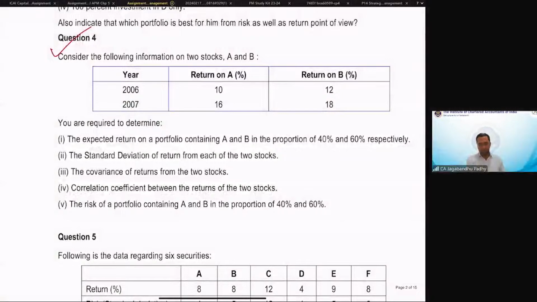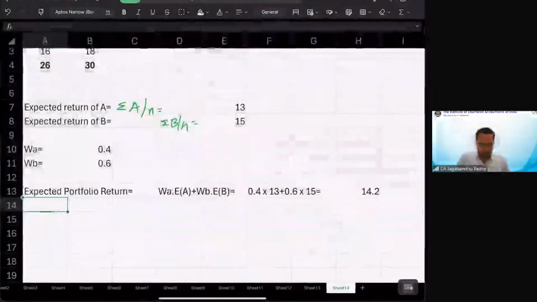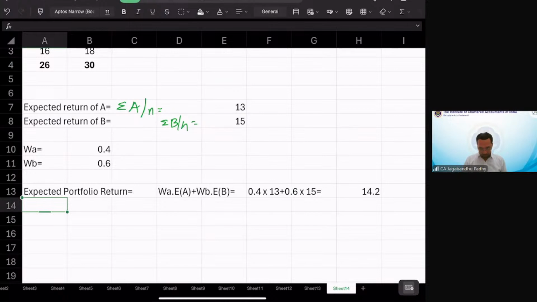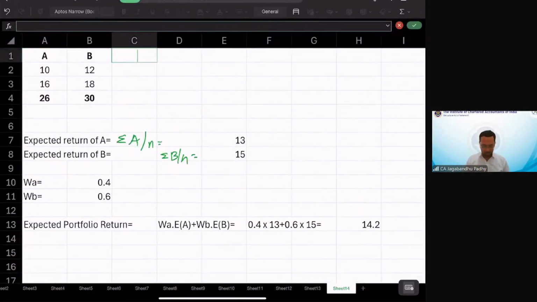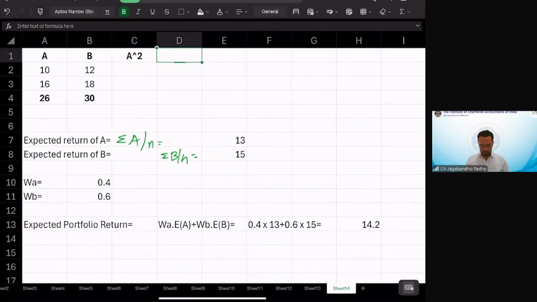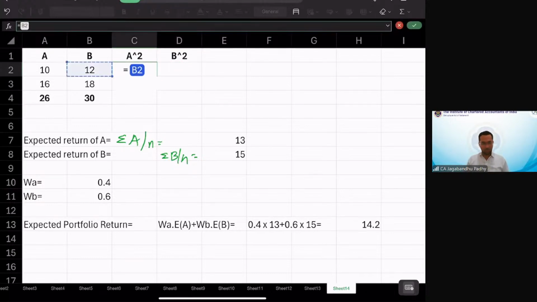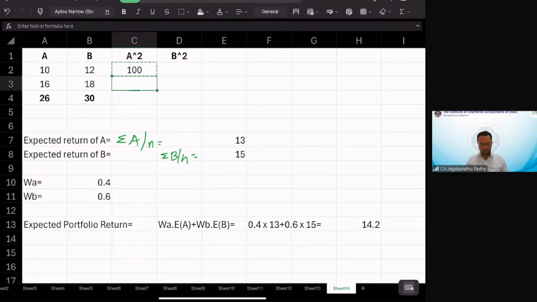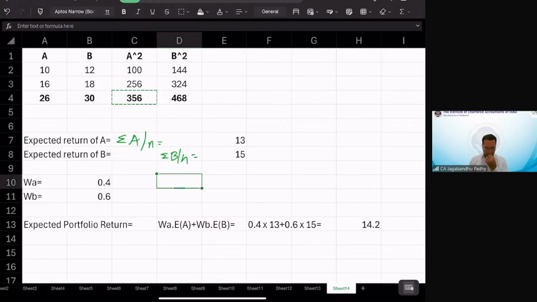That's the first part. Then the standard deviation of the return from each of these two stocks. Now, how do we get the standard deviation of return? That will be computed using A square and then B square. Between A and B, we want to compute the standard deviation. I just need to take the square, and same applies for B also, that is B square. Okay, so now the standard deviation of A and the standard deviation of B.